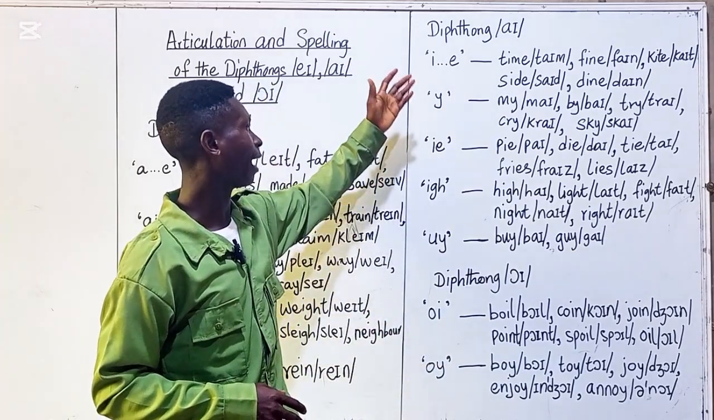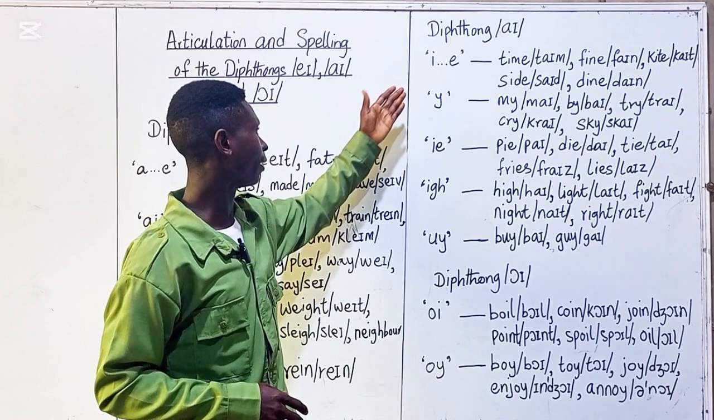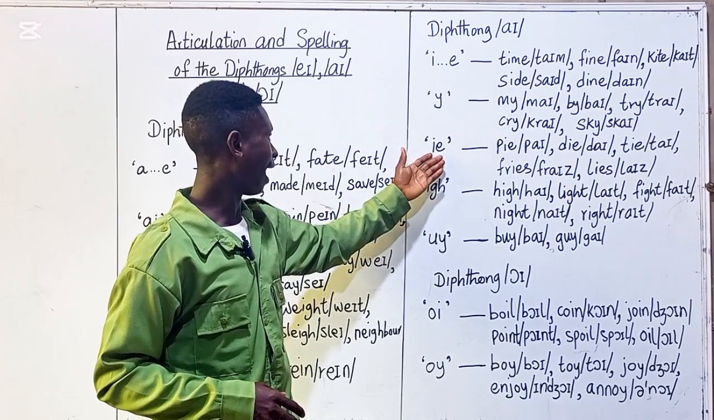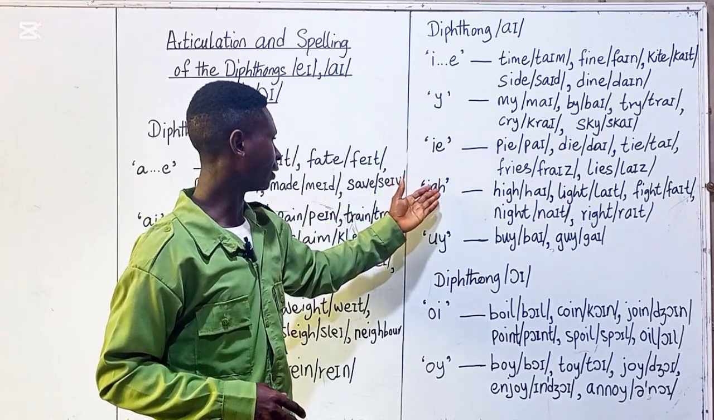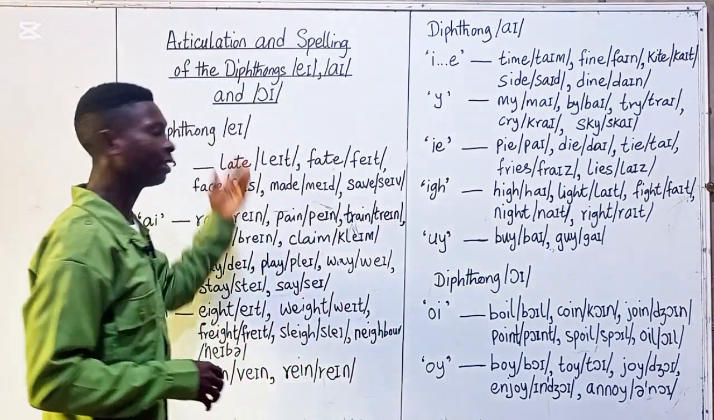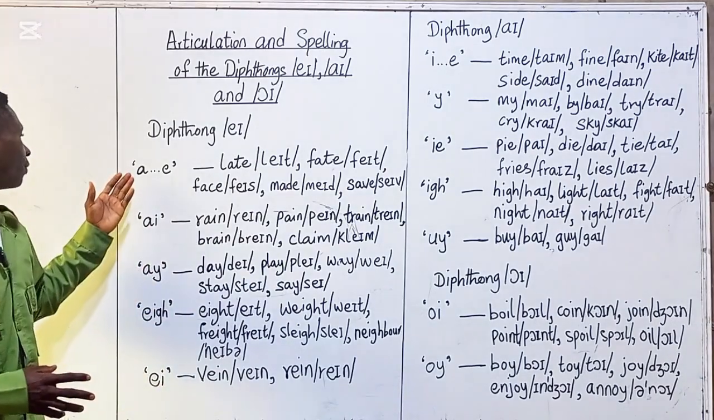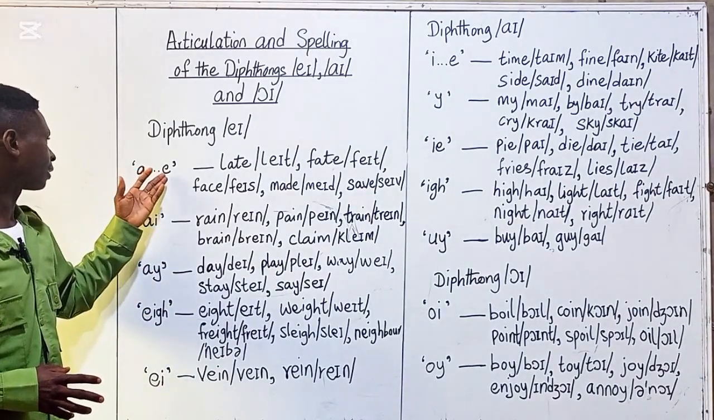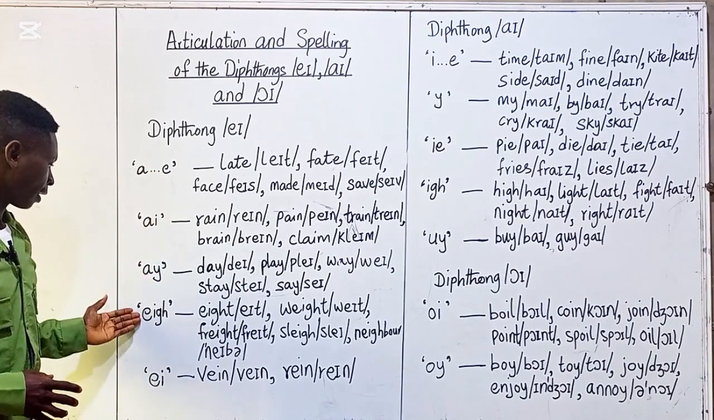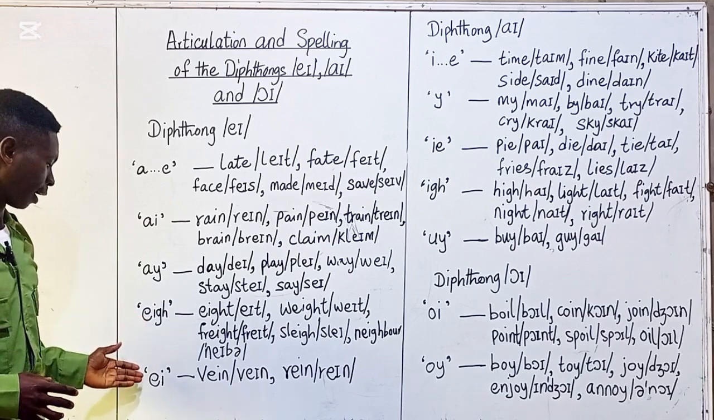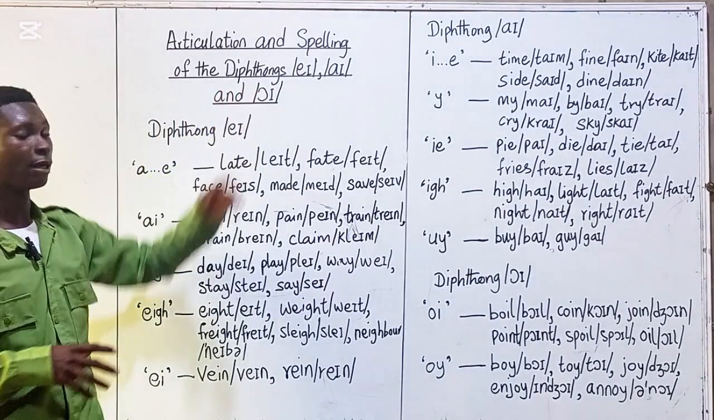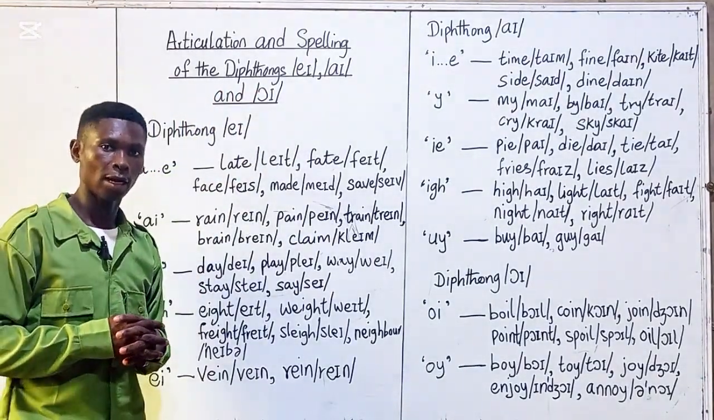And for the diphthong I, we have IE, Y, IGH, and then UY. Then for the A sound, we have A ellipsis E, AI, AY, EIGH, and EI. So this is it for these three closing diphthongs.